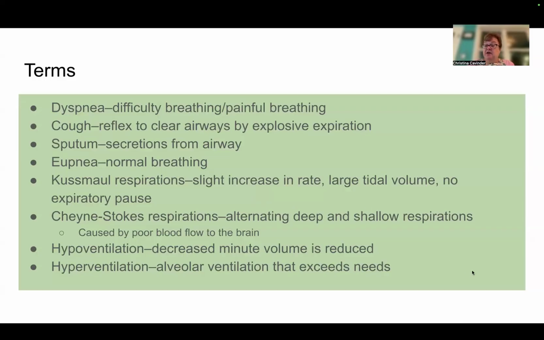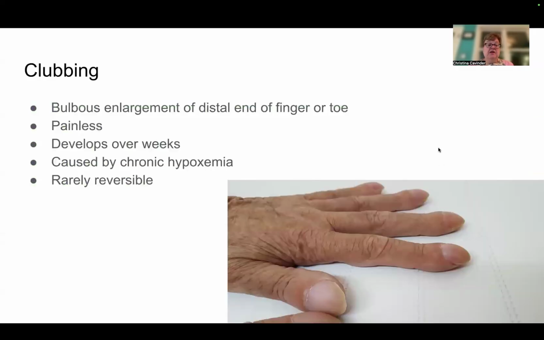Again, if you do that for very long, remember our respiratory drive is CO2. You blow it off too much, you'll pass out because you're not breathing. Clubbing is where you have, and this isn't an extreme case here, enlargement of the distal end of the fingers or toes. It's painless. It develops over weeks, so it's not something that just happens overnight. It's caused by chronic hypoxemia, and it's rarely reversible. But you can see, this is a sign of chronic low oxygen levels.